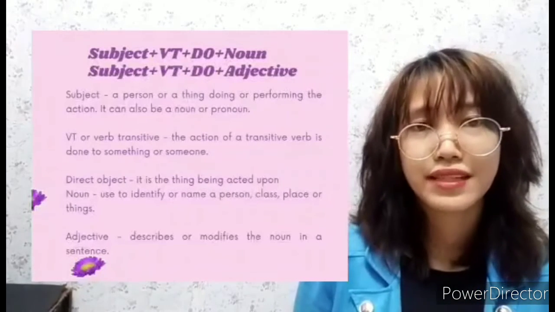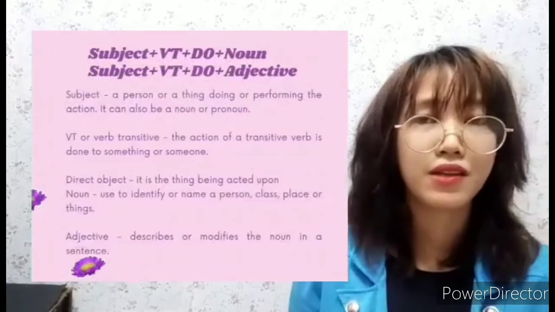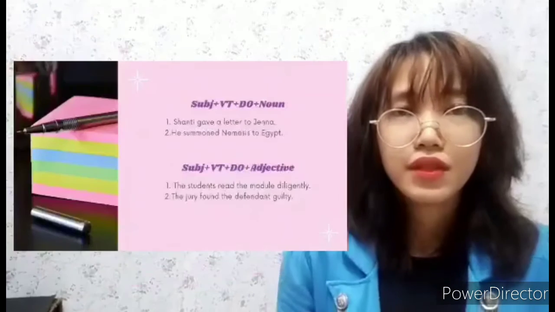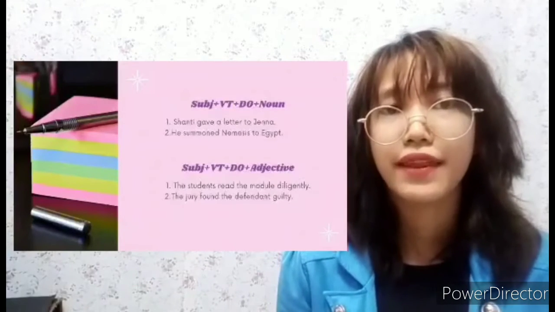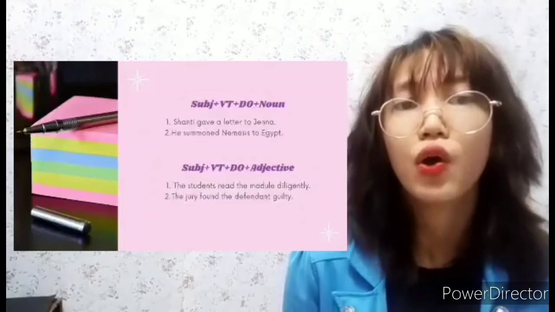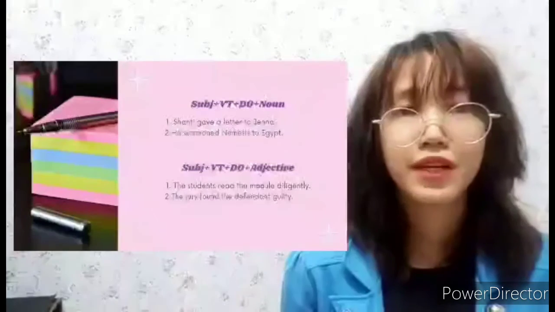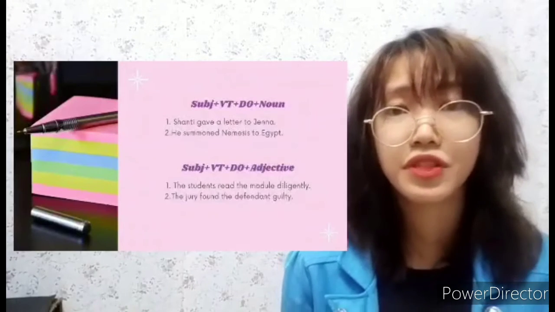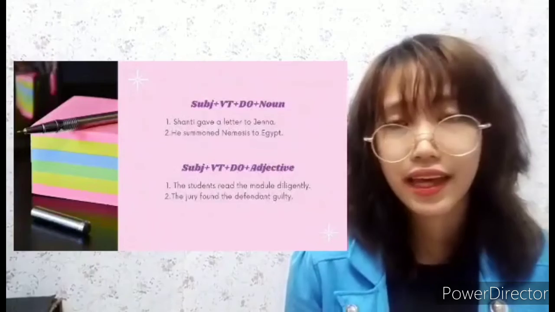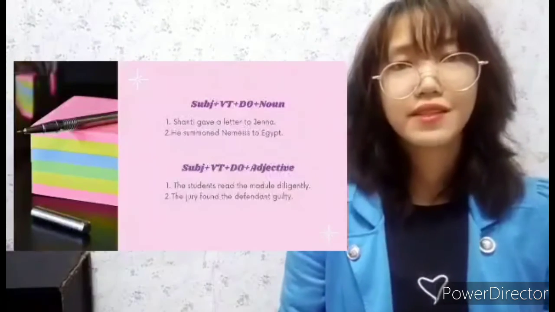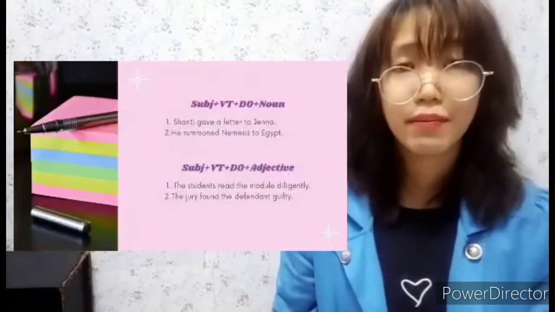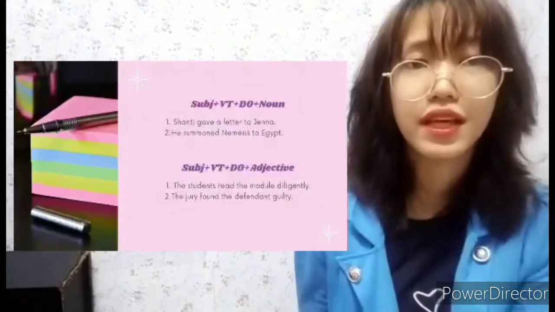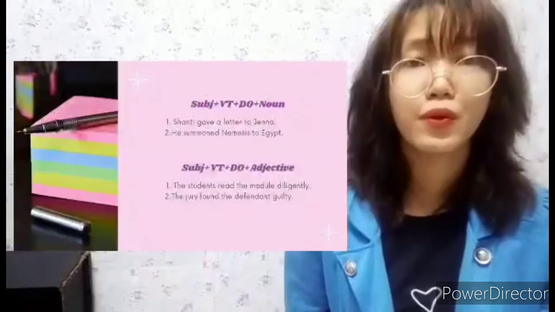Now, let's go to the example of subject plus verb transitive plus direct object plus noun. Shanti gave a letter to Jenna. The subject is Shanti, who performs the action. The verb transitive is gave as it corresponds to the direct object, which is the letter, and Jenna is the proper noun. Next example is he summoned Nemesis to Egypt. The subject here is a pronoun, which is he. The verb transitive is the word summoned.